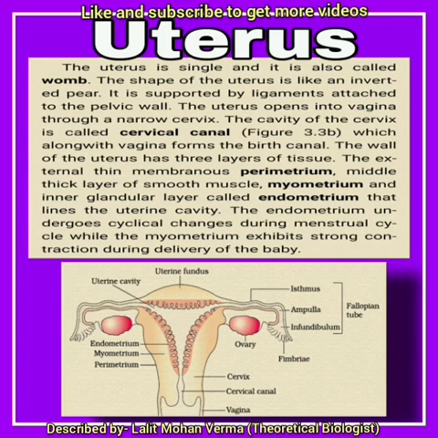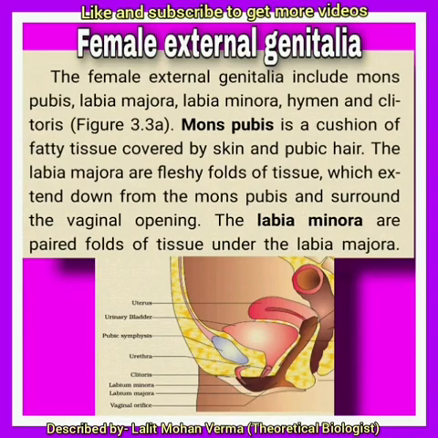Now uterus, also called womb. It is a single hollow muscular inverted pear-shaped organ located in the pelvic region between bladder and rectum and suspended by a ligament called mesometrium. It serves as the site of fetal growth during pregnancy. The wall of the uterus is composed of 3 layers of tissue, that is perimetrium, myometrium, endometrium.